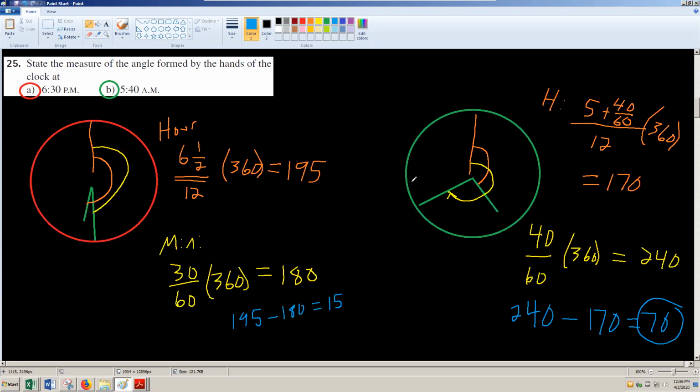Good to go. So we're saying this angle in here is 70 degrees. And we're saying this angle in here is 15 degrees. If I can get a little angle in there. There we go. Any questions on this one?